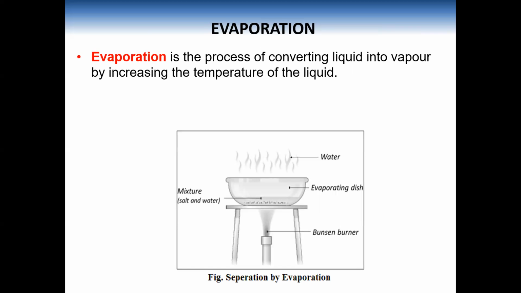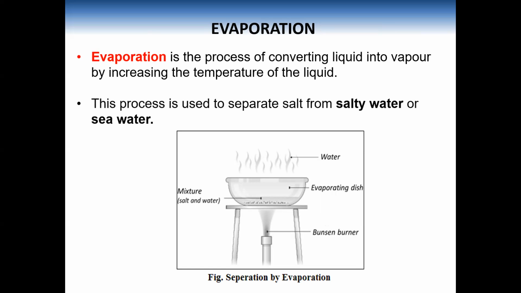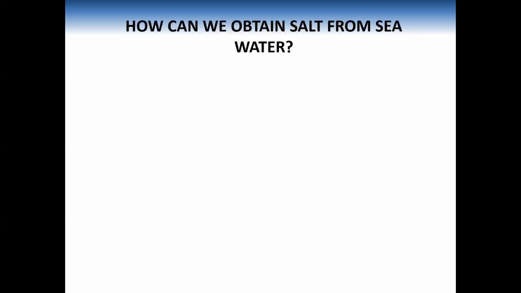The next method of separation is evaporation. In evaporation, a liquid gets converted into vapor by heating. It is a process of converting liquid into vapor by increasing the temperature of the liquid. So by increasing the temperature of water, it gets converted into water vapor. This process is used to separate salt from salty water or seawater.